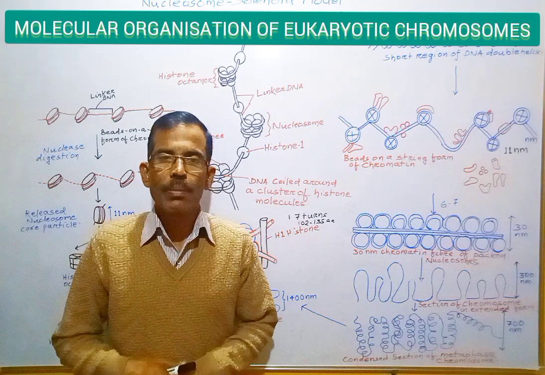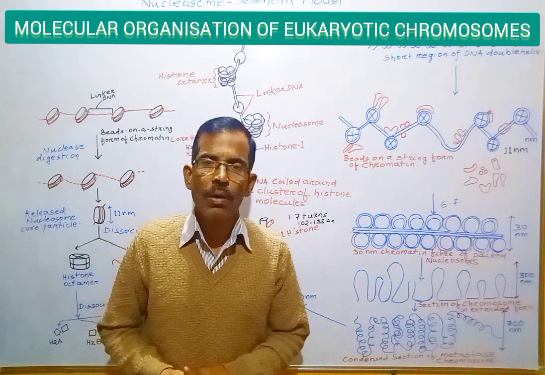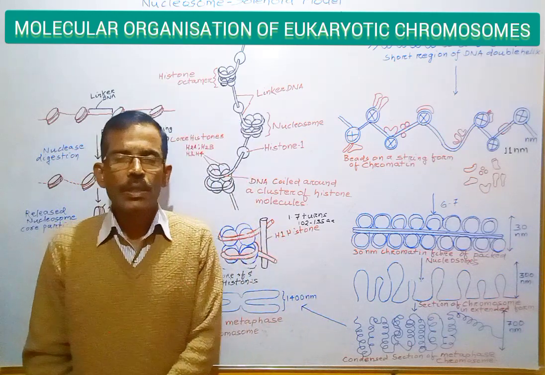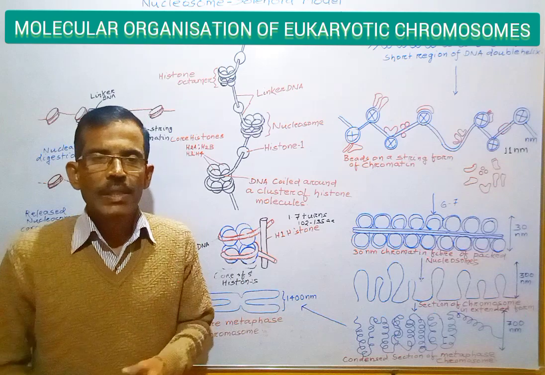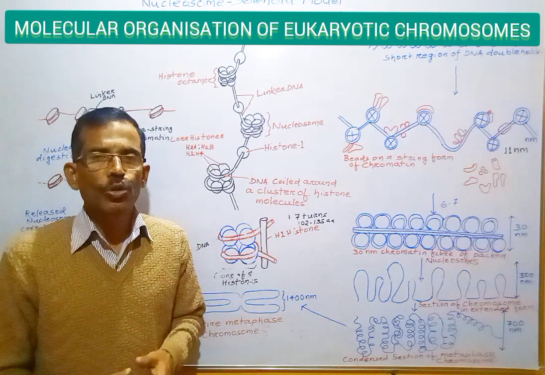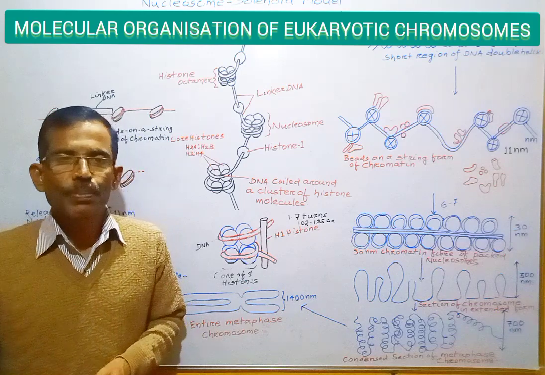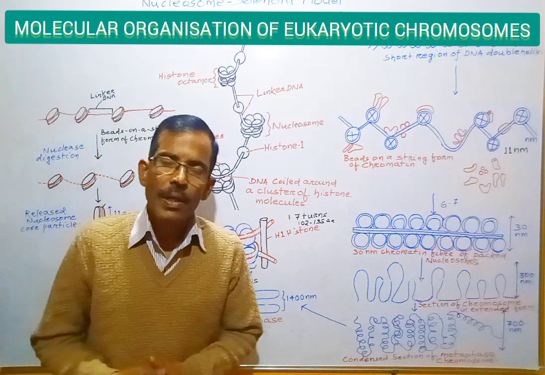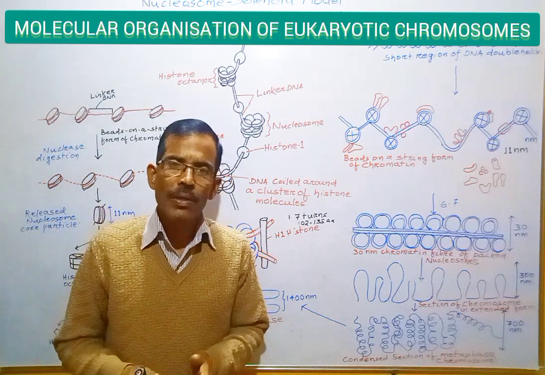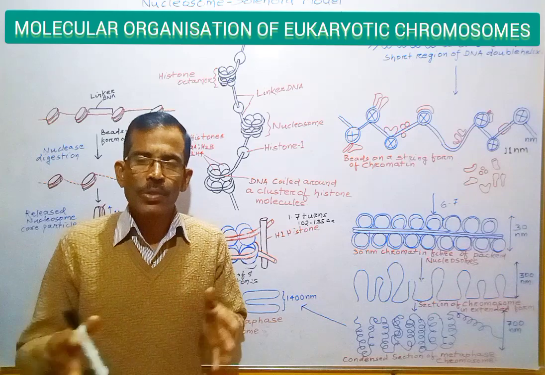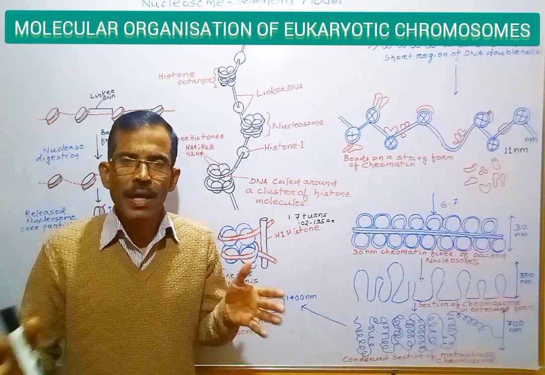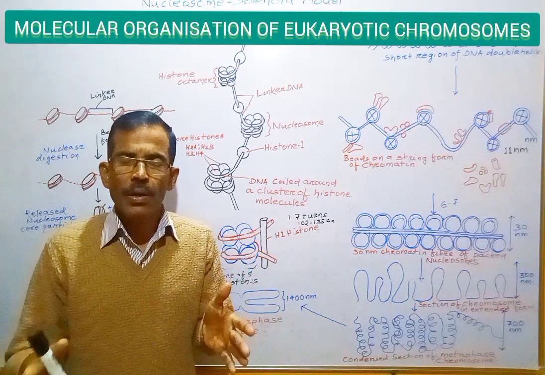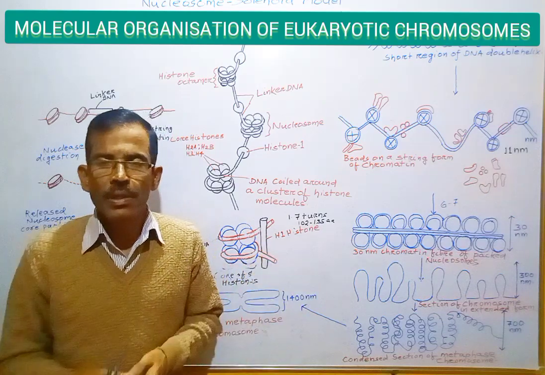Today we shall discuss the molecular organization of eukaryotic chromosomes. The molecular organization of eukaryotic chromosomes is best explained by the nucleosome solenoid model, which was proposed by Kornberg and Thomas in 1974. It is an attractive model according to which histones and non-histone chromosomal proteins bind and successively coil and fold DNA into higher and higher levels of organization.